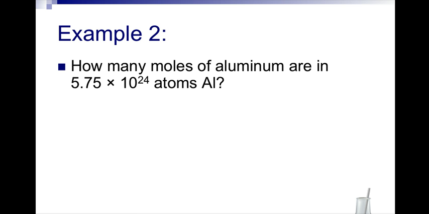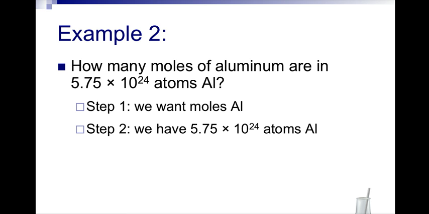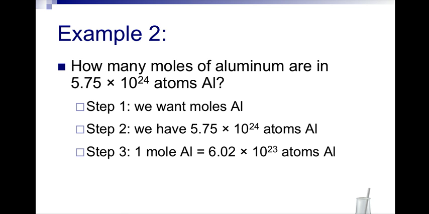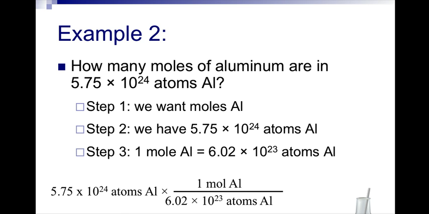So how many moles of aluminum are in 5.75 times 10 to the 24 atoms of aluminum? Well, we want moles of aluminum. We have 5.75 times 10 to the 24 atoms of aluminum, and we know that for every 1 mole of aluminum, we have 6.02 times 10 to the 23 atoms of aluminum. So we start with what we're given, 5.75 times 10 to the 24 atoms, times our conversion factor, which is 1 mole over 6.02 times 10 to the 23. Atoms cancel, and we're now left with 9.55 moles of aluminum.